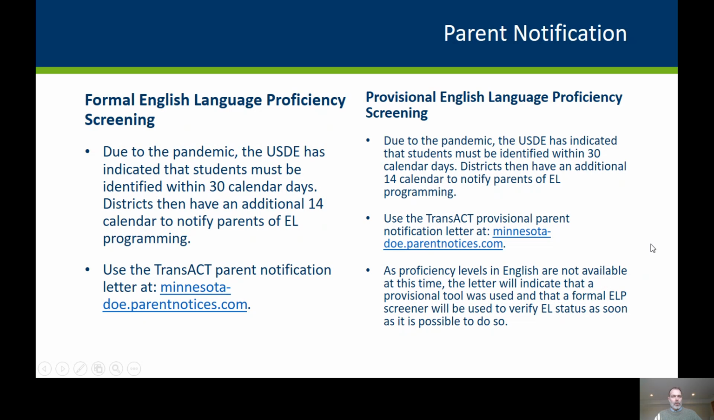And the main difference, if a student has been identified using a provisional tool, then that should be indicated on the letter. You won't have a proficiency level in the same way, so you won't have those scores to provide. And you'll want to indicate that the student was identified using a provisional tool, and that the student will need to take the formal ELP screener when it's possible to do so.